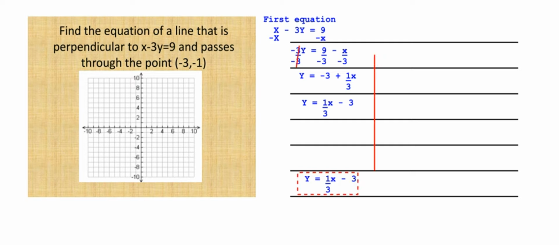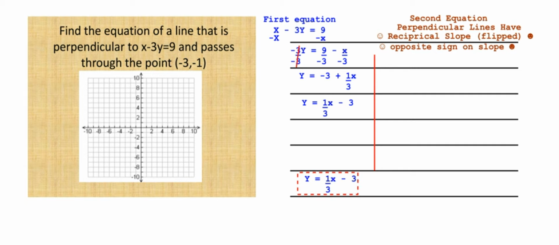Intermediate step solution. Okay, second equation. So we're looking for an equation that is perpendicular to our previous line, the first equation. So perpendicular lines have reciprocal slopes. In other words, they're flipped. And also, perpendicular lines have opposite sign on the slope.